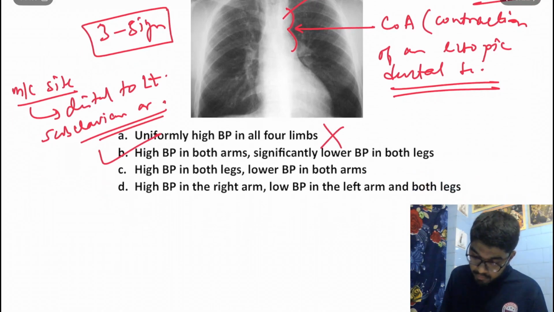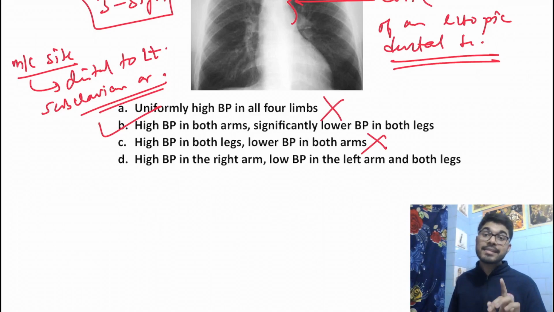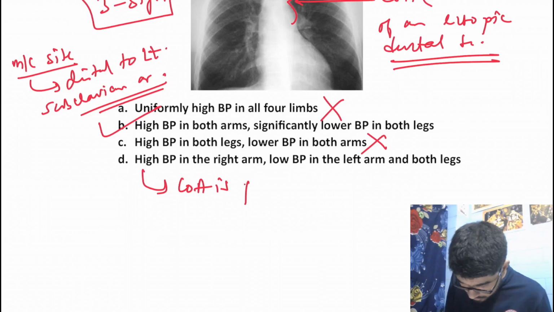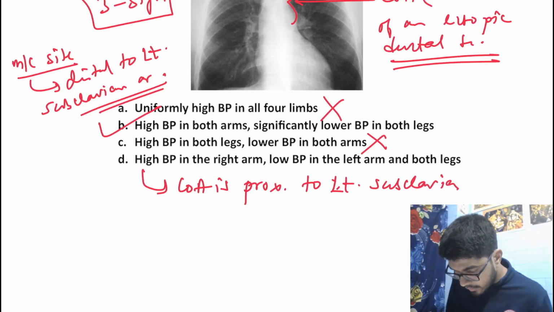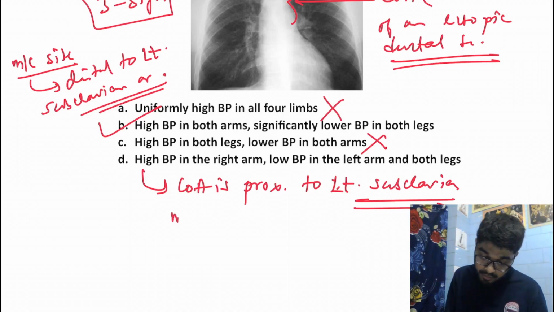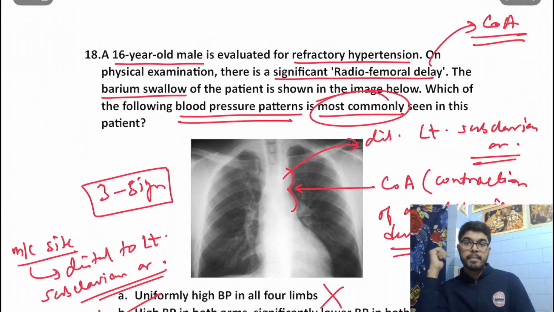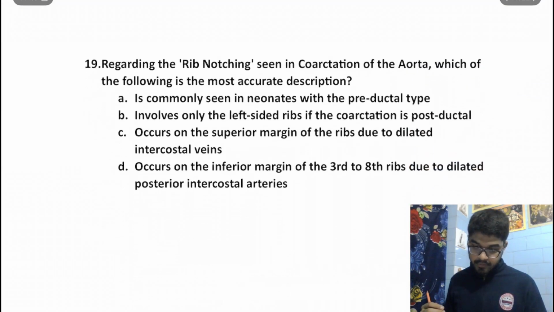High BP in both legs and low BP in both arms? No. High BP in right arm, low BP in left arm and both legs. Now this can be seen in coarctation, right? This can be seen if the coarctation is proximal to the left subclavian, then we can get normal in the right hand but decreased in the left hand. Okay, but remember this is not the most common site, and the question asked us about the most common pattern. Okay, that's why our answer is option B. But remember the fact that option D can also be seen in a variant. Okay, moving on to the next question.